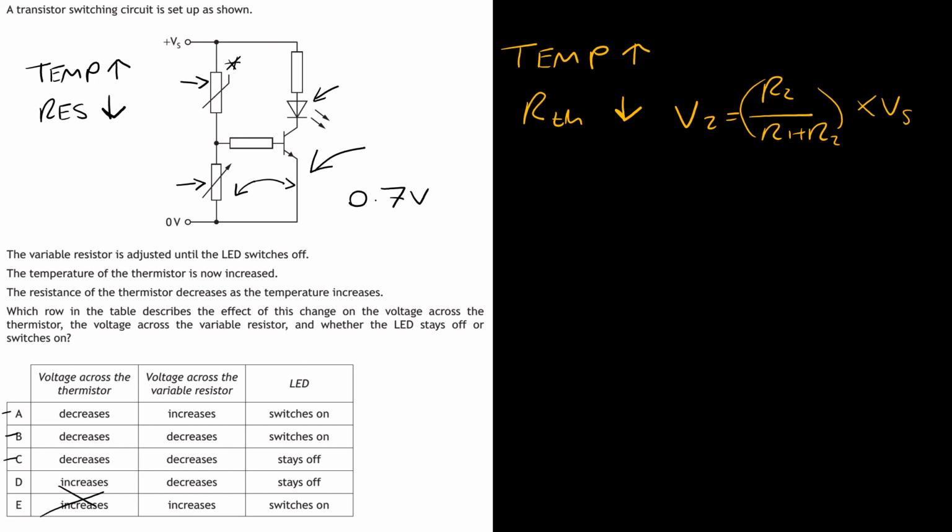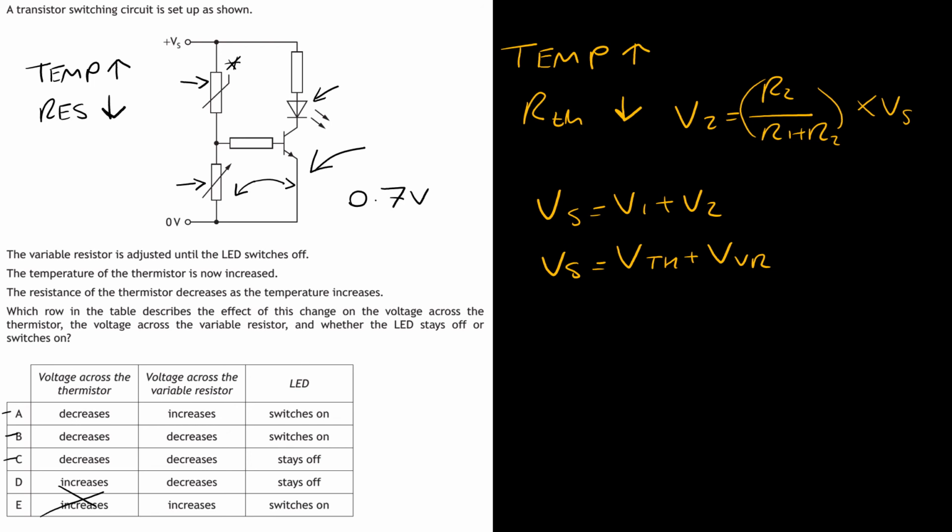If this voltage goes down, remember our voltage rule for a series circuit, Vs is equal to V1 plus V2. So if this one, V1, that's the voltage across our thermistor, let's rewrite that. Vs is equal to the voltage across the thermistor plus the voltage across the variable resistor. If the voltage across the thermistor has gone down, that means the voltage across the variable resistor must have gone up because they have to add up to the supply voltage, it's a constant value.